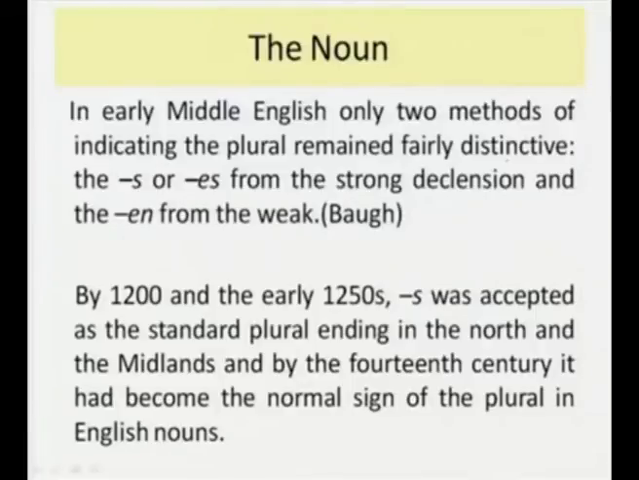Okay. Now, Baugh, A.C. Baugh, whose text, A History of the English Language, is a seminal text here. It was published long ago, but still remains one of the most important works here. Okay. He says that in early Middle English, only two methods of indicating the plural remained fairly distinctive. The ending s or es from the strong declension and the en from the weak. By 1200 and the early 1250s, the ending s was accepted as the standard plural ending in the North and the Midlands, and by the 14th century, it had become the normal sign of the plural in English nouns. Okay. So, with the loss of other inflections, finally, things were streamlined. For instance, the s ending for plural is one of the most common and one of the most important replacements of other inflections, right.